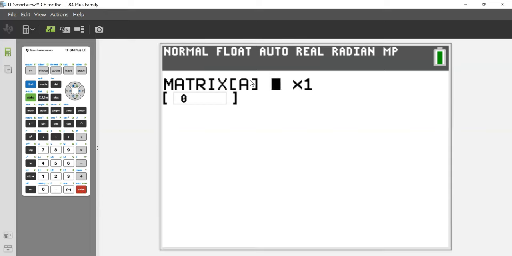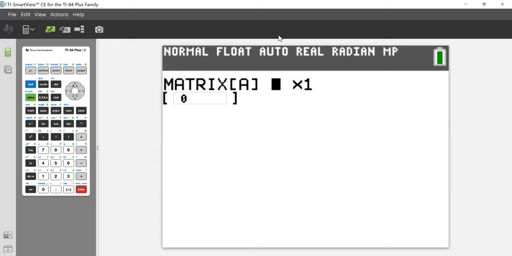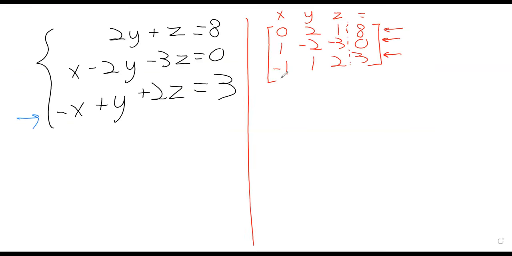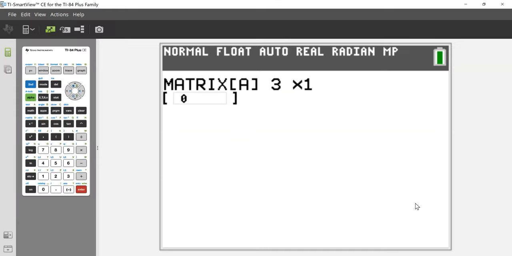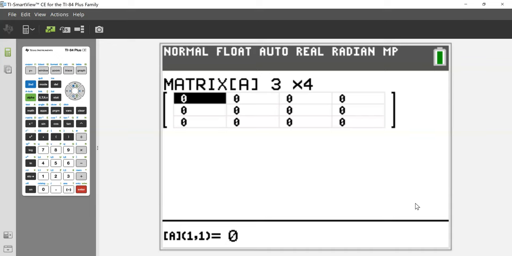A is fine. It doesn't matter which of these we select. And it's going to start by asking how big this matrix is. Remember that it's rows by columns. So 1, 2, 3 rows, 1, 2, 3, 4 columns. So it's a 3 by 4 matrix. And now we enter the matrix.